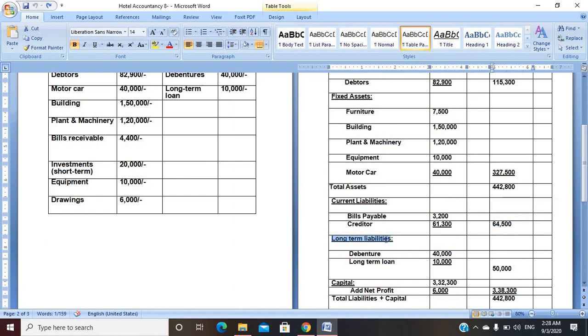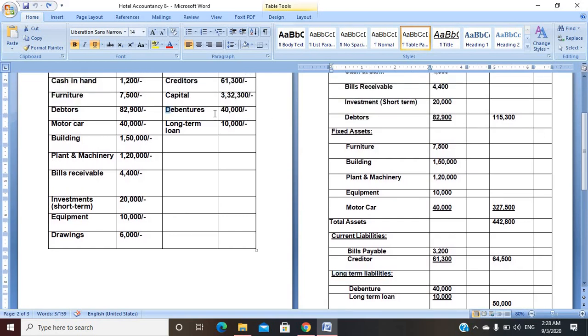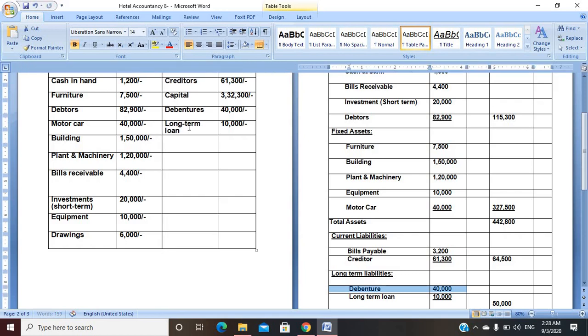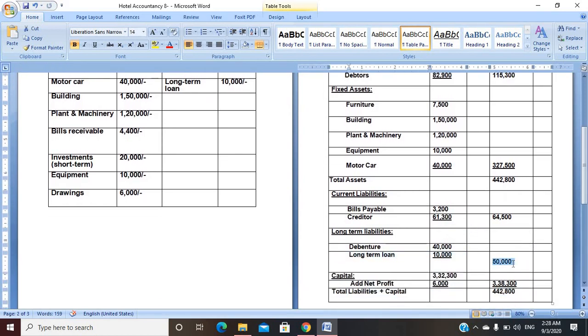Next we go to long-term liabilities. What are long-term liabilities? Those which are pending for a long period of time. So debentures are the amount 40,000. I just mentioned debentures 40,000 here. Long-term loan, we have taken some long-term loan here. So 10,000 long-term loan is also mentioned here. 40,000 plus 10,000 gives me the 50,000 figure. So that way long-term liabilities are done.